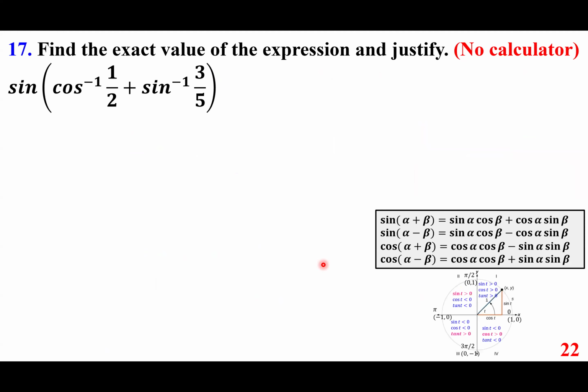We're going to move on. We want to find the exact value of sine of cosine inverse of 1/2 plus sine inverse of 3/5.